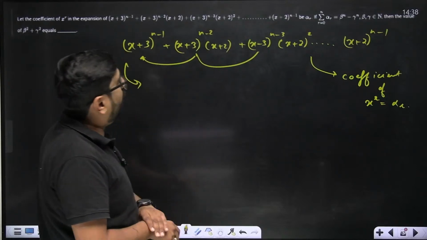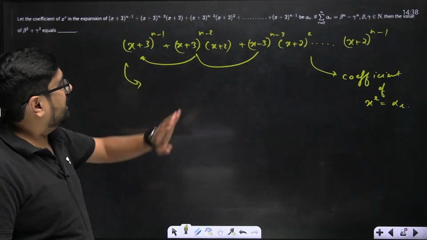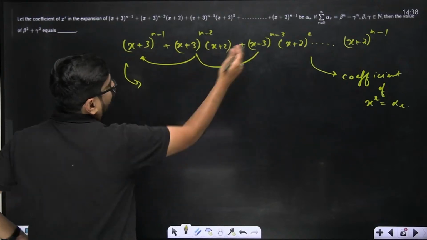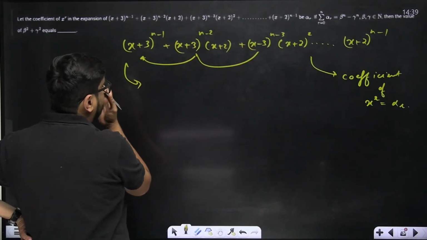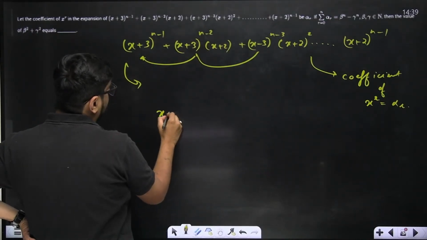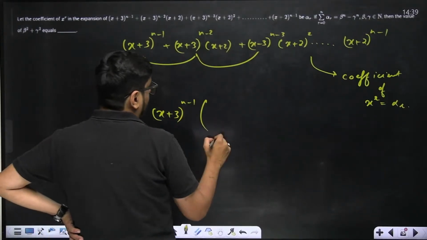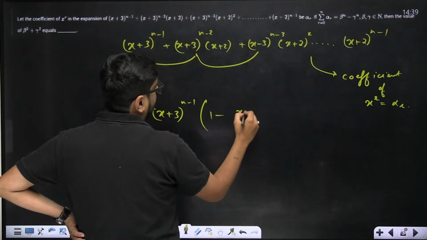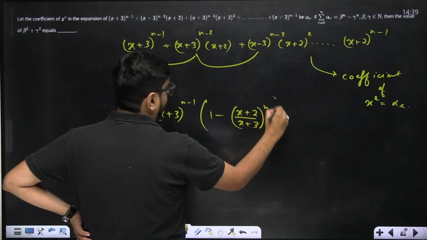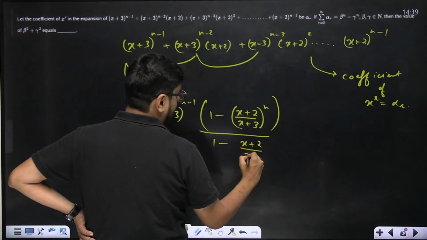So the summation of coefficients, if we simply realize it as a GP, we can solve this very easily. Try solving it with that particular method. Then everything can be found. For example, what is the formula for the summation of a GP? With first term A equal to (x plus 3) to the power n minus 1, we get A into (1 minus r to the power n) divided by (1 minus r), that means (1 minus ((x plus 2) divided by (x plus 3)) to the power n), divided by (1 minus (x plus 2) divided by (x plus 3)).